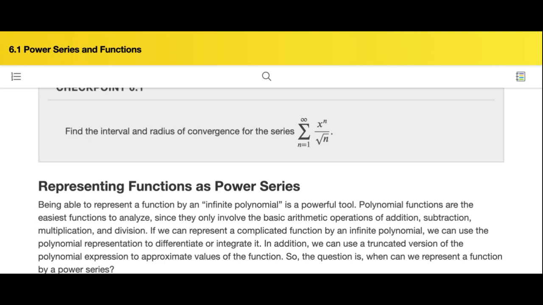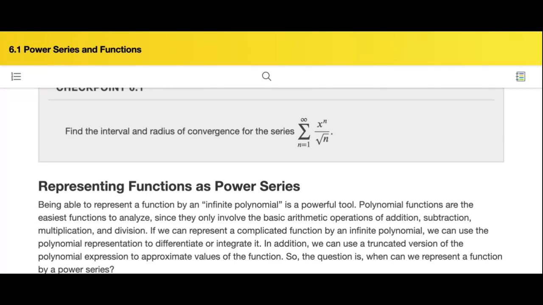Okay, absolute value of x less than 1, the radius of convergence is r equals 1. Yes. And what about the interval of convergence? Because we need to find interval and the radius of convergence. Interval -1 up to 1. Yeah.